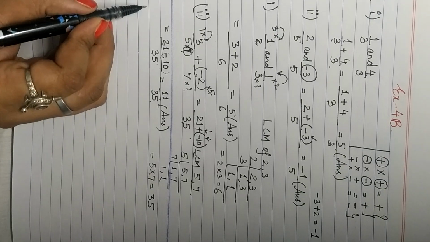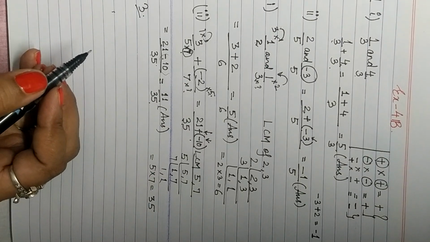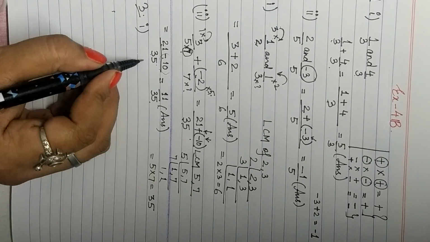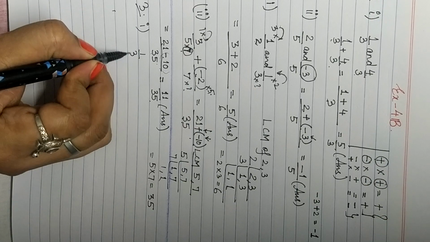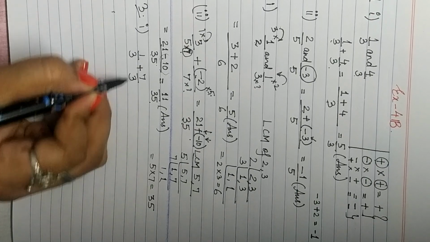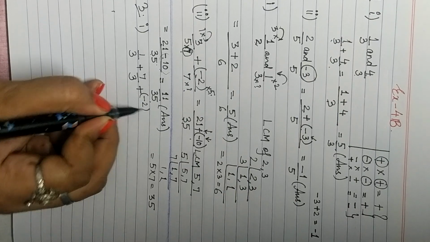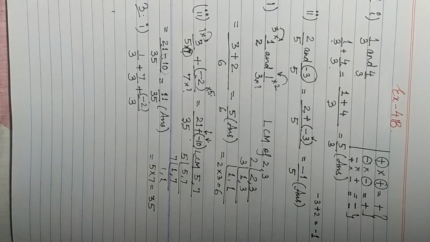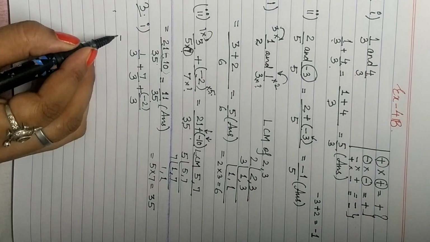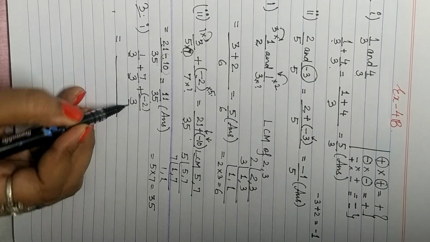Coming to question number 3. Question number 3, first bit says 1 by 3 plus 7 by 3 plus minus 2 by 3. Let me keep it in a bracket to make it separate so that will be clear. Minus 2 by 3. Now you can see the denominator is same in all the 3 cases.